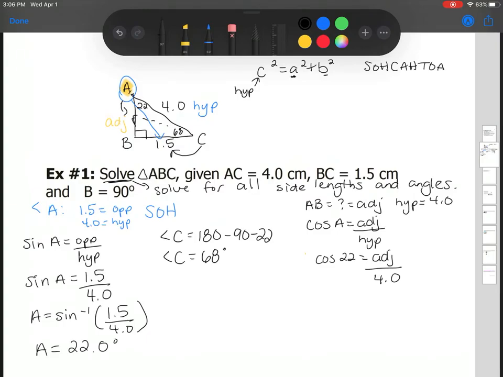Okay, so now we are going to get the adjacent by itself. If you don't like that, you want to call that adjacent side x, you could do that, and then you're solving for x basically. The unknown here is the adjacent side, so we have to get rid of or cancel out the 4 on the adjacent side there, and we're doing 40 times cos 22, which is going to give us 3.7.